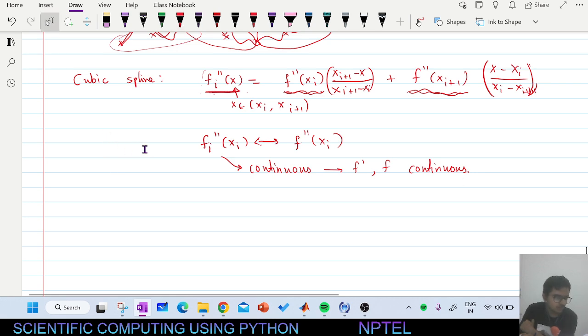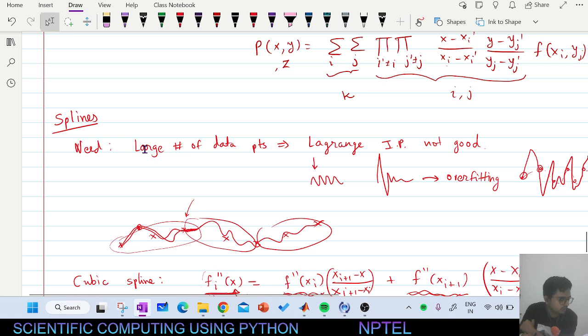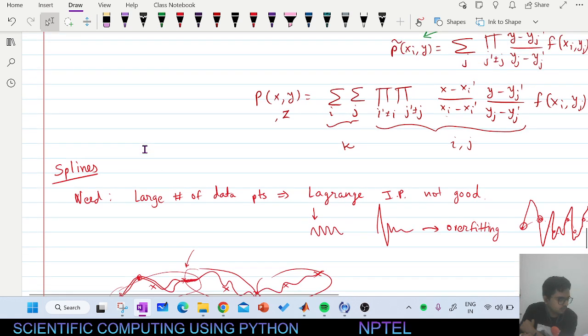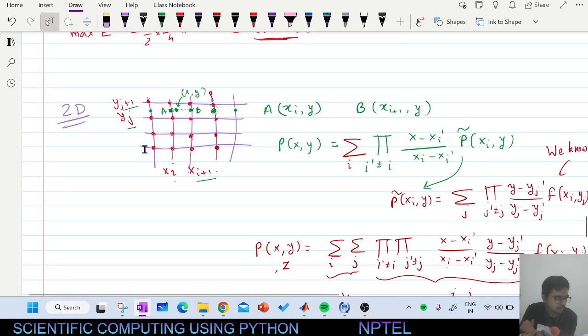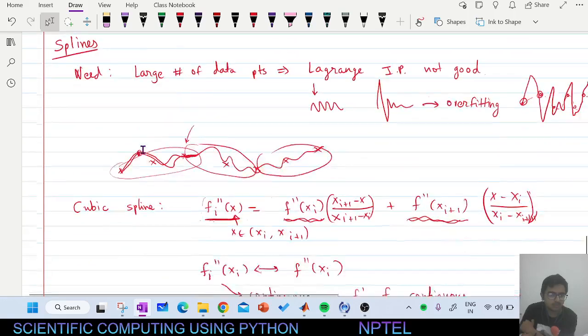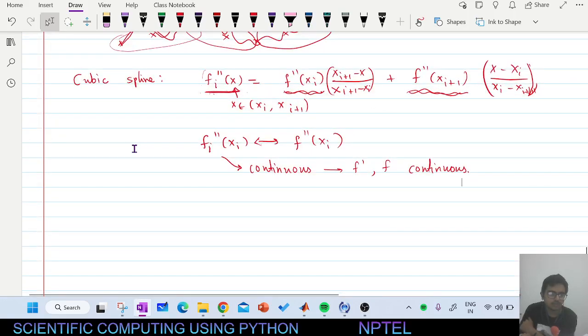Anything else in theory? Any questions? If not, then let's look at the coding part.